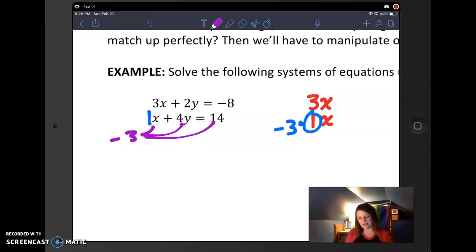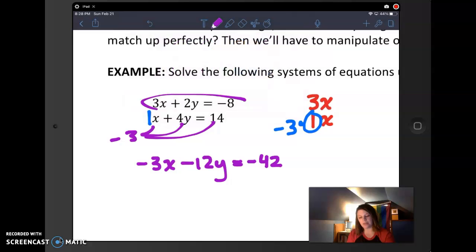So I'm going to have negative 3 times 1x, that's negative 3x. Negative 3 times positive 4y is negative 12y. And then negative 3 times 14 is going to give me negative 42. Now, I'm just going to rewrite this top equation underneath this equation. It does not matter that it used to be on top and now it's on the bottom.